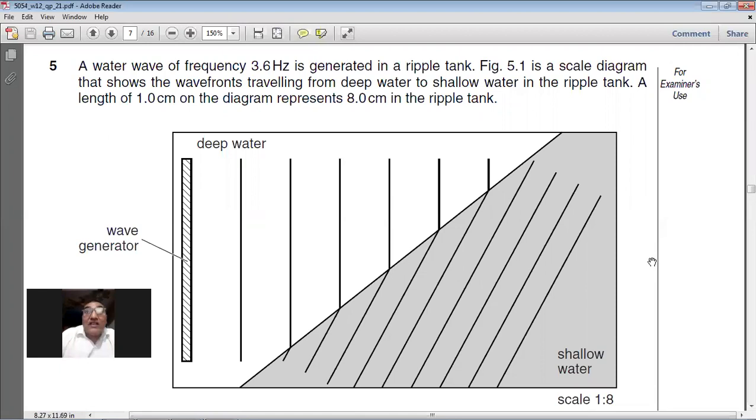Figure 5.1 is a scale diagram that shows the wavefronts traveling from deep water to shallow water in the ripple tank. A length of 1 centimeter on the diagram represents 8 centimeter in the ripple tank. So the scale is 1:8. For example, to find the wavelength, check the distance between one wavefront and the next, and then simply multiply it by 8, and you will get the wavelength.